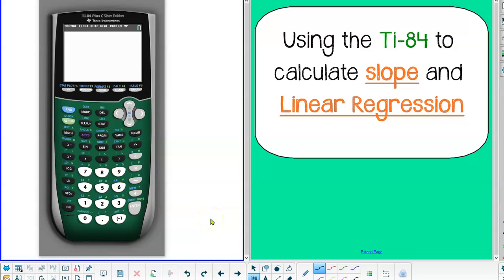In this video, I'm going to show you how to use the TI-84 graphing calculator to calculate both slopes and linear regressions, or equations of straight lines. So if you have a TI-84 graphing calculator, go get it and turn it on.